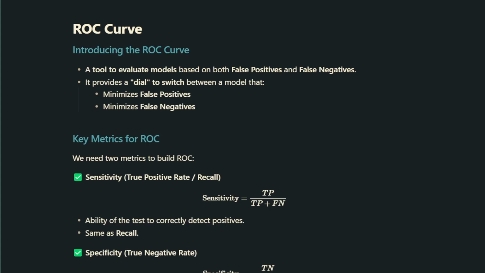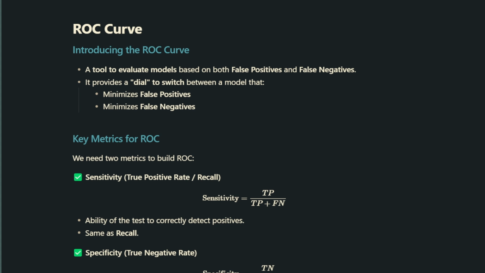The ROC curve is basically a way to evaluate models by looking at both types of errors, false positives and false negatives. Think of it as a dial you can adjust. On one side, you can tune the model to minimize false positives. On the other side, you can tune it to minimize false negatives. The ROC curve helps us see the trade-off between these two.